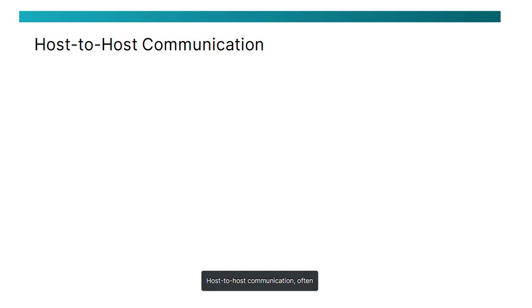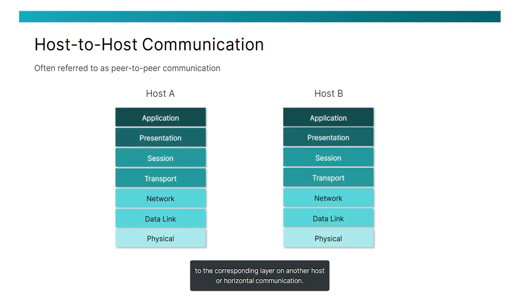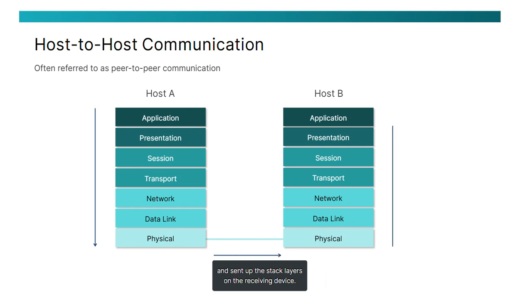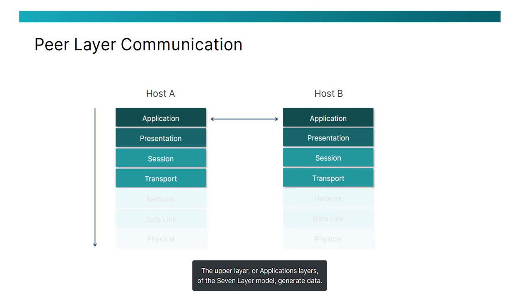Host-to-host communication, often referred to as peer-to-peer communication, sends data from a host to the corresponding layer on another host, or horizontal communication. Because connectivity occurs at the physical layer, the data must be programmatically moved down the stack layers, sent across the physical layer, and sent up the stack layers on the receiving device. This is called vertical communication, and is often referred to as encapsulation down the layers and decapsulation up the layers, or stack. The upper layer, or application layers of the 7-layer model, generate data.